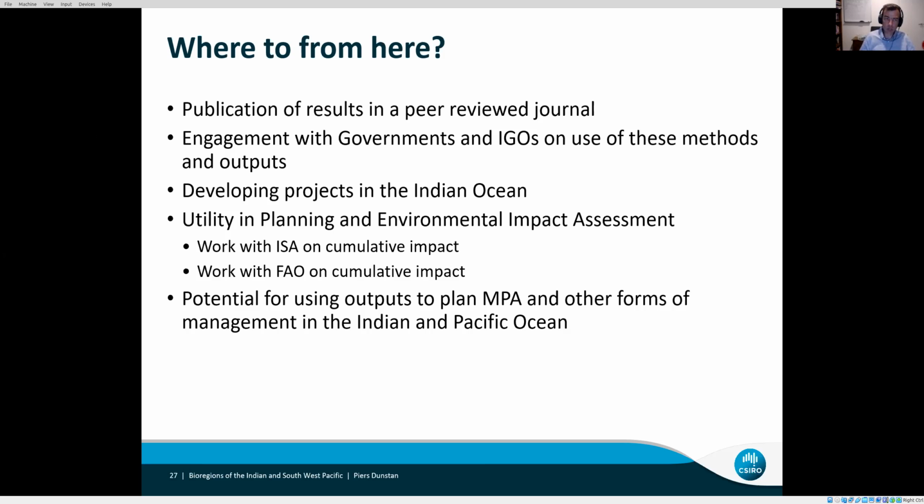So as I said, we're working with the ISA on cumulative impacts. We're also working with the FAO using the same sorts of methodologies on cumulative impacts as well. And as I noted before, the work has a large potential for using the outputs to plan for marine protected areas and other forms of management in the Indian and Pacific Oceans.